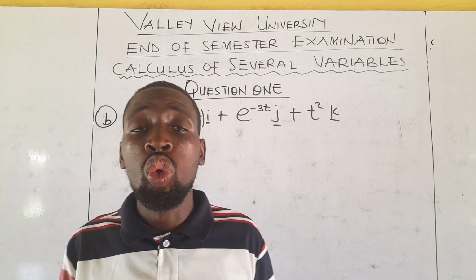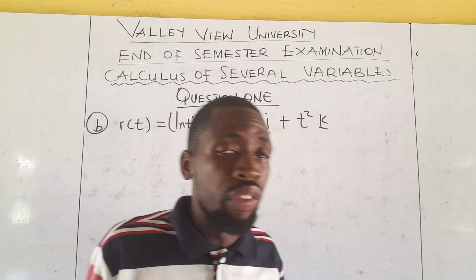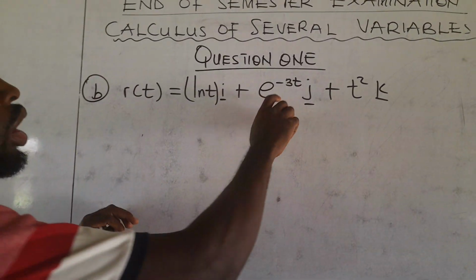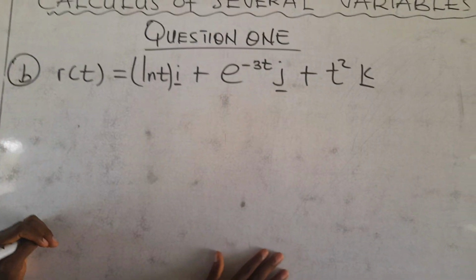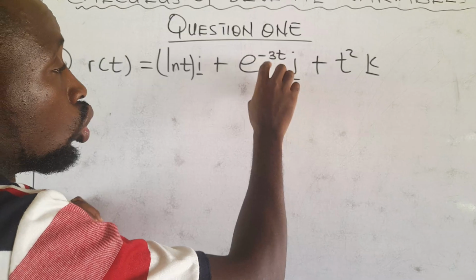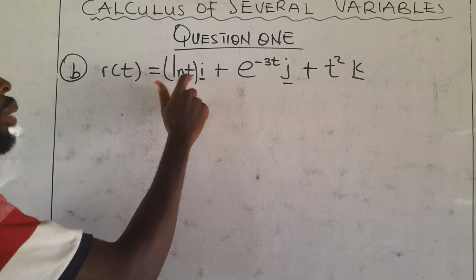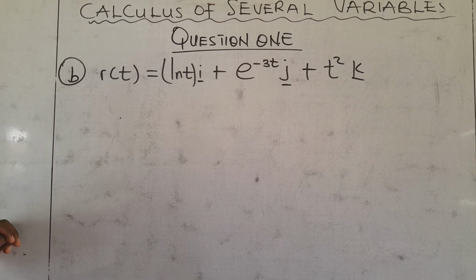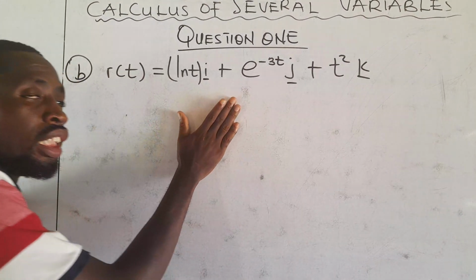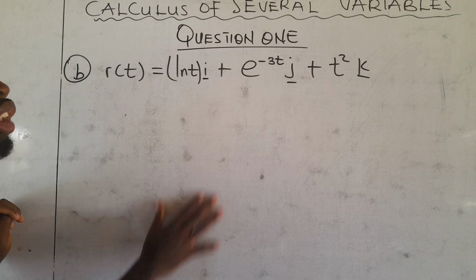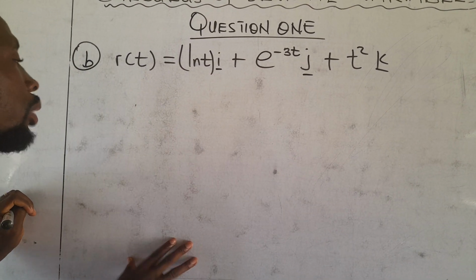So we will exclude all values of t that will make the function undefined. When we take all real numbers of t and substitute them into this function, the function will be defined. The only problem is the ln t. If the value of t is 0 or less than 0, the function will be undefined since it is a logarithmic function.